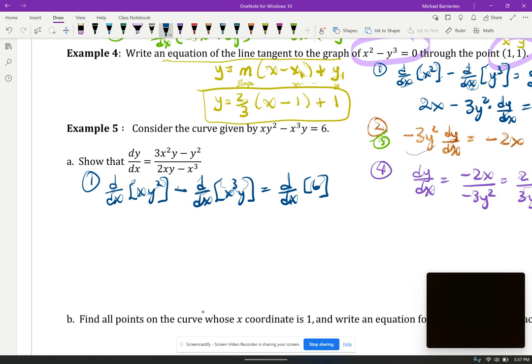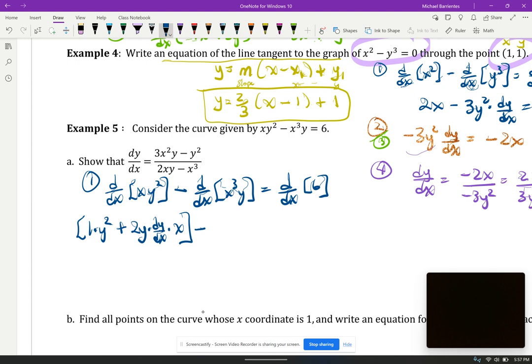I noticed that I have to take the derivative and I have x's and y's together, so I have to use a product rule. The product rule says take the derivative of the first times the second plus take the derivative of the second, which is 2y times dy/dx, times the first. All of this is from the derivative of the first term.